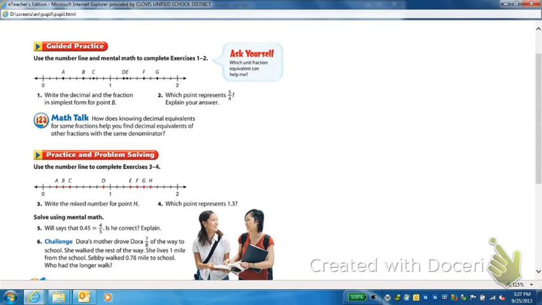Take a look at number 1. It says, write the decimal and the fraction in simplest form for point B. So we're looking for this one right there. So first we need to count the lines. 1, 2, 3, 4, 5, 6, 7, 8, 9, 10. There's 10 lines.